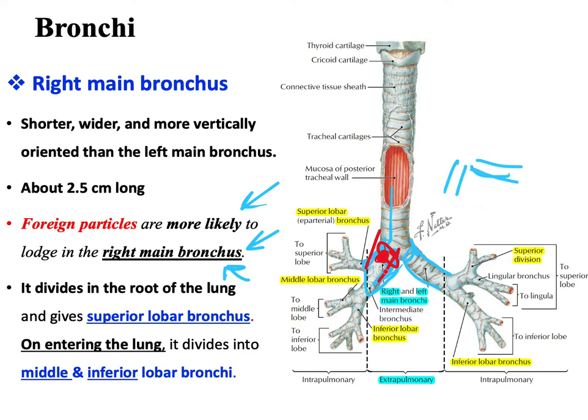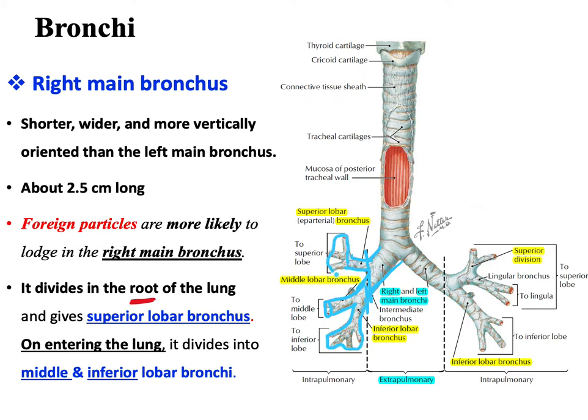It's about 2.5 centimeters, and the right main bronchus divides early in the root of the lung, which is very important. As I mentioned, this is the line that indicates the root of the hilum of the lung. So the right main bronchus, when it reaches the hilum, it divides directly. It gives a bronchus to the superior lobe called the superior lobar bronchus, which is the secondary bronchus, right? The other division will get in the lung, as you see it beyond the line, and it gives the middle lobar bronchus to the middle lobe, and the inferior lobar bronchus to the inferior lobe.